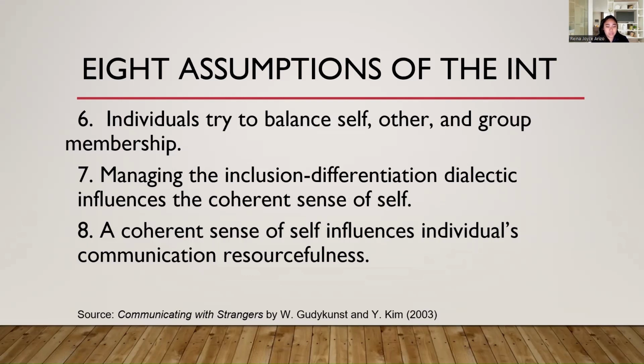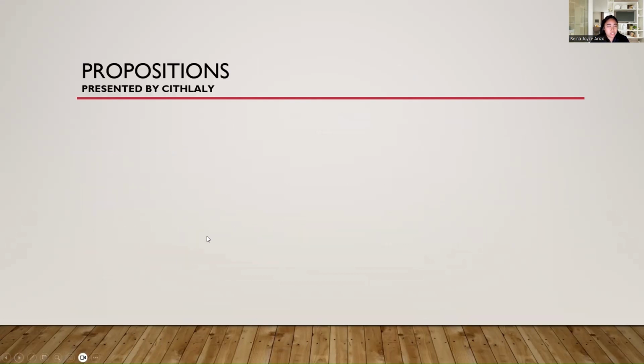And the last one is the coherent sense of identity. This is the knowledge and ability to apply cognitive, affective, and behavioral resources appropriately, effectively, and creatively in diverse interactions and situations. Next, Valerie will be discussing the propositions, which are also part of the theory.